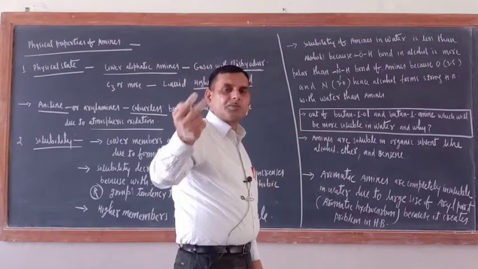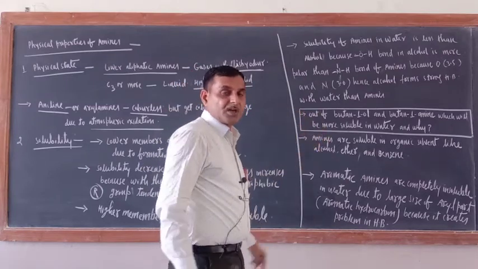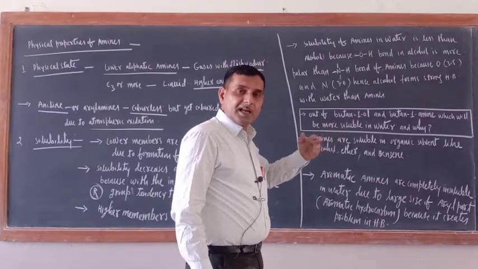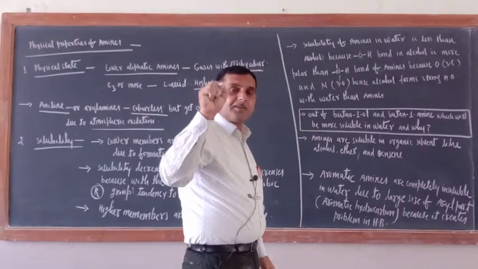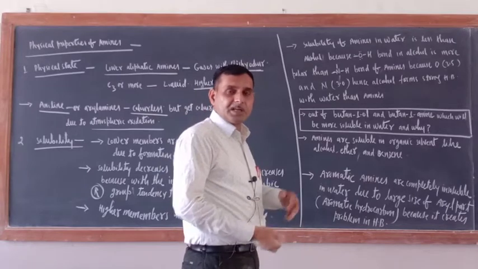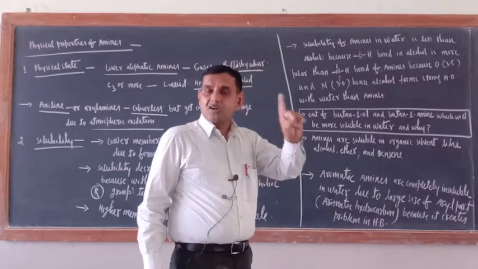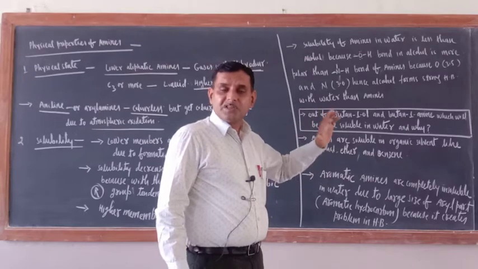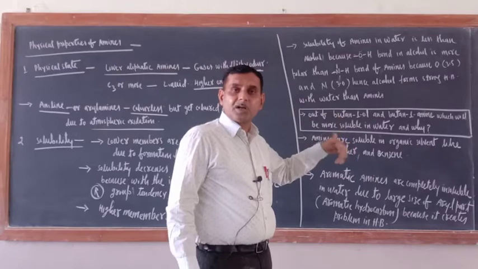Either NH2 would be there, or NH would be there, or N would be there. Means NH bond is there. So just see, the OH of alcohol is more polar than NH of amines because oxygen electronegativity is 3.5 while nitrogen electronegativity is 3.0. Okay, once again listen. Oxygen is 3.5, nitrogen is 3.0. So which is more electronegative? Oxygen is more electronegative. That is why OH bond is more polar.